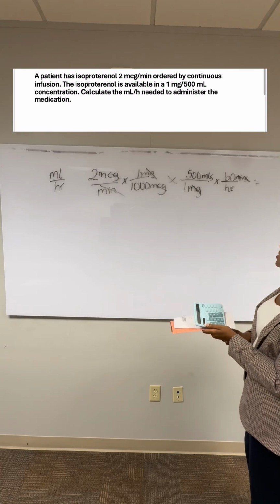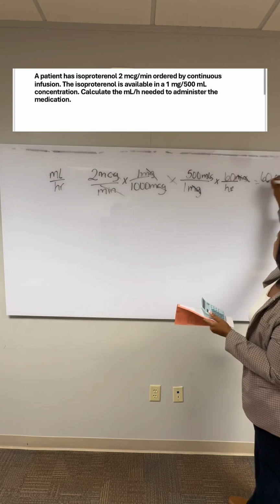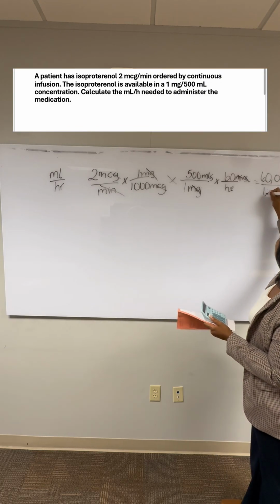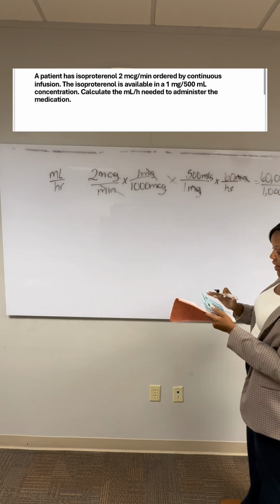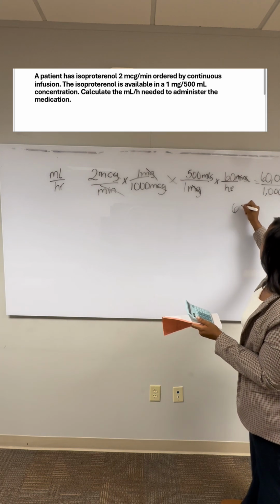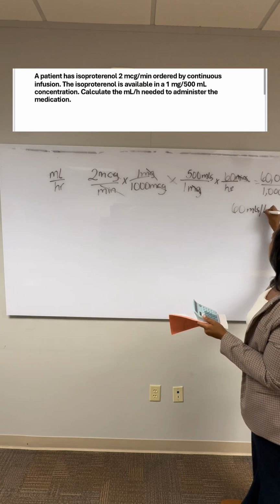And that's gonna get us 60,000. And then we have just 1,000 on the bottom. So we got 60,000 divided by just 1,000. And we're gonna get 60 mLs per hour.